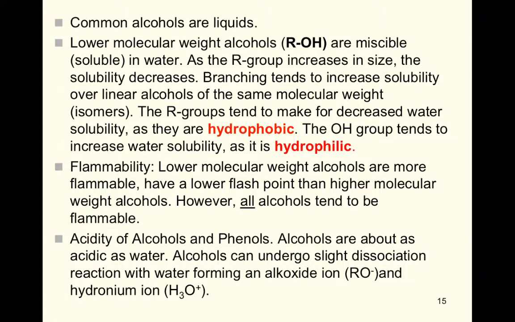The acidity of alcohols and phenols. Alcohols are about as acidic as water. Alcohols can undergo a slight dissociation reaction with water, forming alkoxide ion and hydronium ion. So we see in here the functional group alkoxide ion. That's when you have a carbon and an oxygen with a minus sign. This is a functional group you need to know, and we are still using the same hydronium ion as we did before back in Gen Chem.